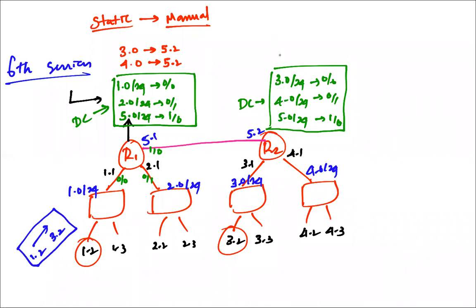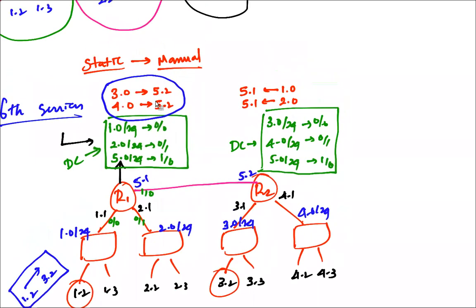And then we did the same thing. We configured static routing on the second router also. What networks does it not know about? It doesn't know about 1.0 and 2.0. So what is the next hop IP address for these? You can jump and land on 5.1. So 5.1 is the next hop IP address. So 1.0 and 2.0 can be reached via 5.1. This is what we configured as static routing.